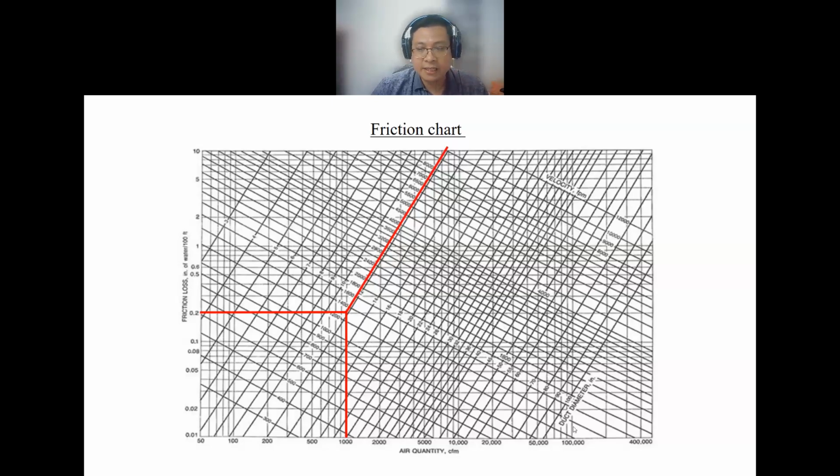But for the velocity, we have several options. You can choose what velocity we need to design along this diagonal. So maybe we can choose 1,800 velocity or 2,000 velocity in FPM. Any question? If you are still confused about how to use the friction chart, ada soalan?